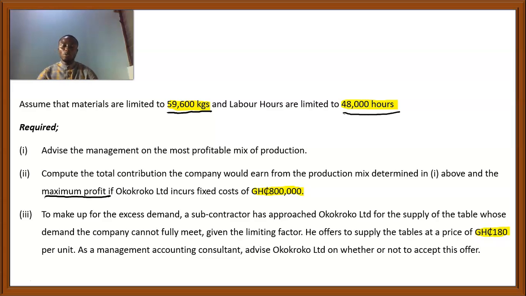Finally, we are told that because we are not able to meet demand for table D. You see, in table D, we couldn't produce the total demand. The total demand for table D was 2,000, but we are only able to produce 1,250 because of the limiting factor. And there's a supplier who says he's going to offer each table at a price of 180 Ghana cedis. As a management accounting consultant, you are expected to advise Okokroko Limited whether to accept this particular offer or not.